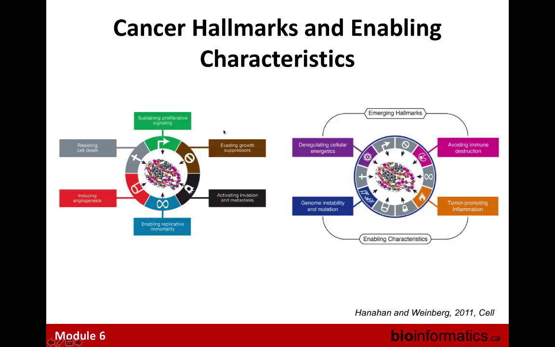So these are the acquired functional capabilities that enable cancer cells to survive, to proliferate, to disseminate to other parts of the body. And the acquisition of these capabilities is made possible by two enabling characteristics. So these are shown here on the bottom right. So inflammation and the tumor microenvironment, like I was saying. And most relevant to our discussion today, genome instability and mutation. So genomic instability is what endows cancer cells with the genetic alterations that can drive tumor progression.